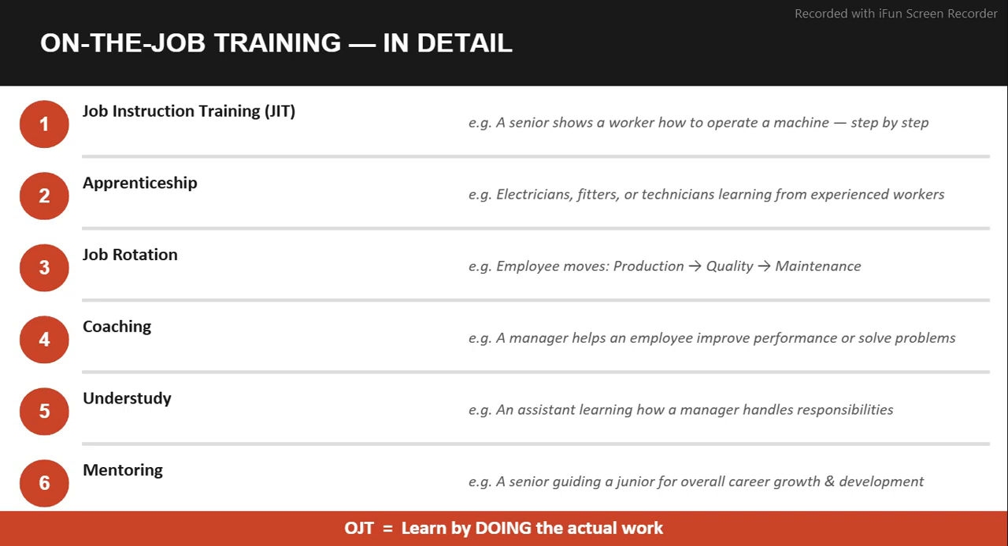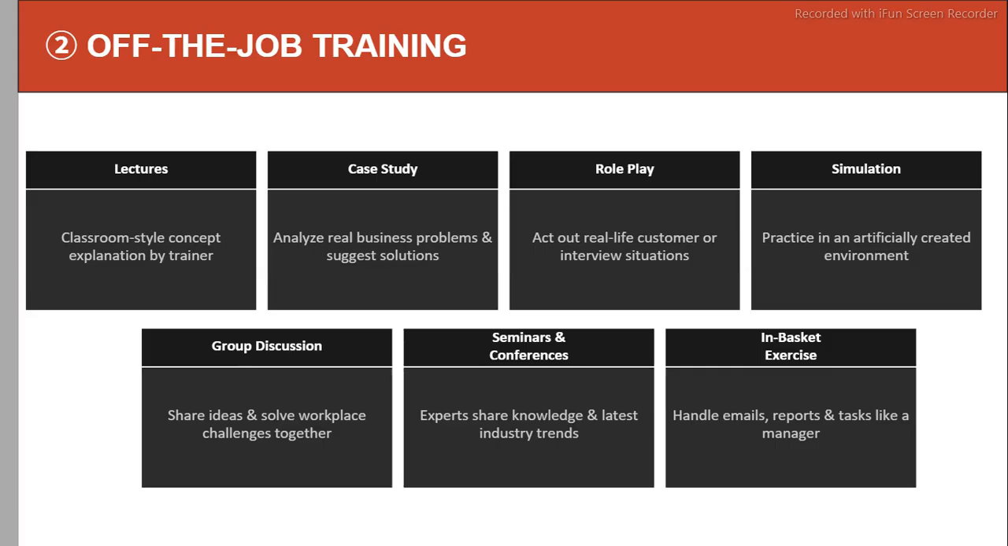OK, so these are the on the job training methods in detail. OJT, on the job training, is equal to learning by doing the actual work. It simply means learning by doing the actual work. Now when we talk about off the job training methods, there is a big difference here. Employees or participants will learn as well, but there is a big difference.